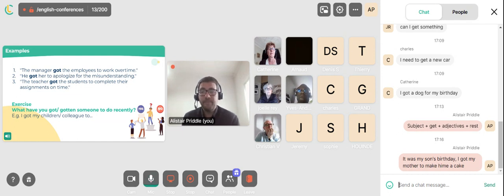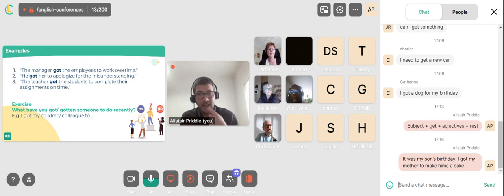Number 3, the teacher got the students to complete their assignments on time. Okay, so we're trying to persuade, influence, and convince someone to do something.